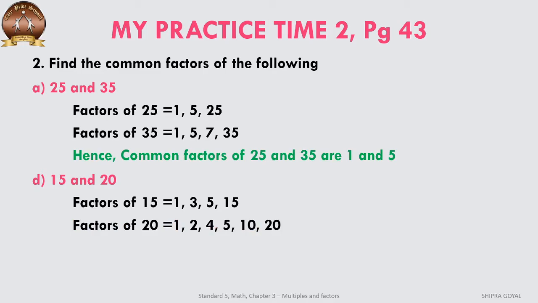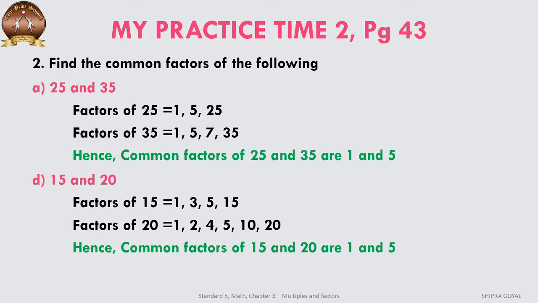Remember, these factors are the numbers which divide 15 and 20 exactly. Exactly means without leaving a remainder. 1, 3, 5 and 15 are the numbers which divide 15 exactly without leaving a remainder. Similarly, 1, 2, 4, 5, 10 and 20 are the numbers which divide 20 exactly without leaving a remainder. Like in 25 and 35, in 15 and 20 also, 1 and 5 are the common factors.